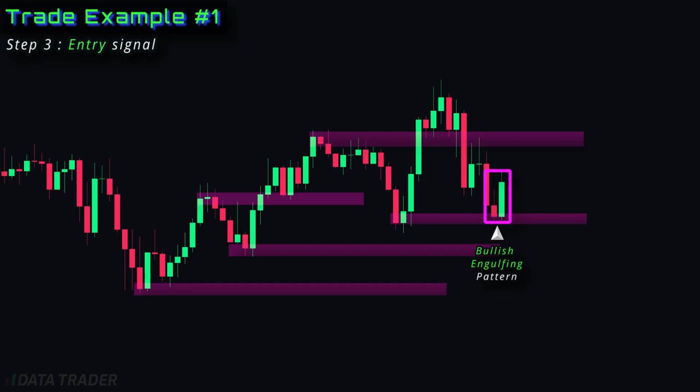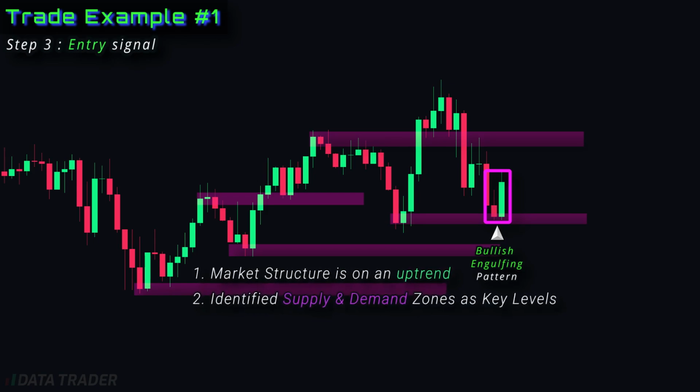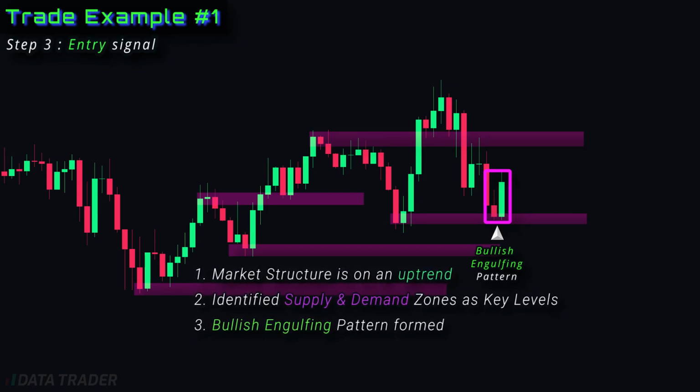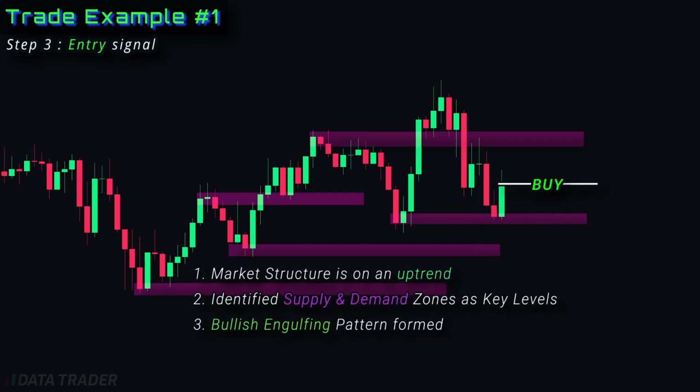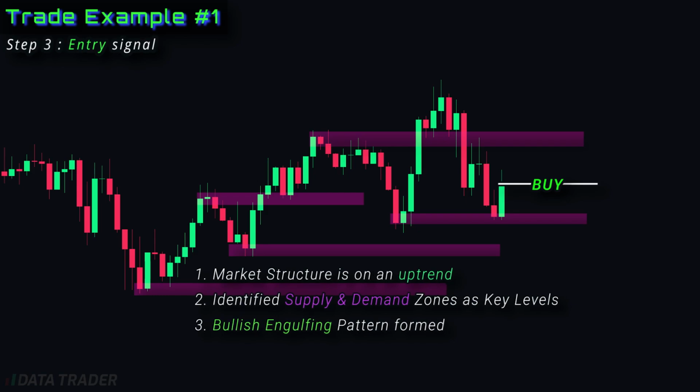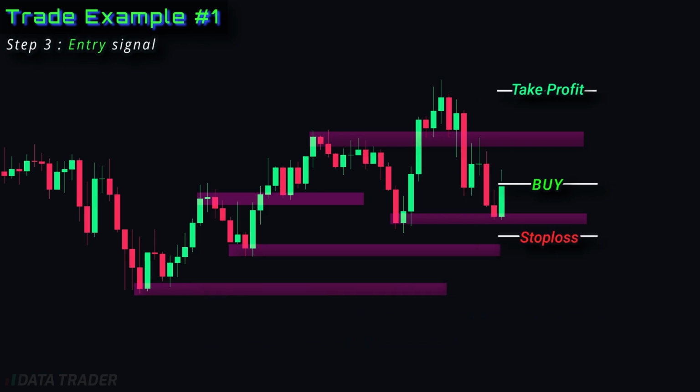So, let's recap what we have currently. First, we have an uptrend as shown by the market structure, which means that we're only looking for a buy entry. Second, we've identified multiple supply and demand zones. And third, we have a bullish engulfing pattern that formed as price hits our latest demand zone. And so I'm confident in taking a buy position right here. Now, I'm gonna let the trade run. And as you can see, this setup gave us a nice win. Let's look at other variations of this setup.